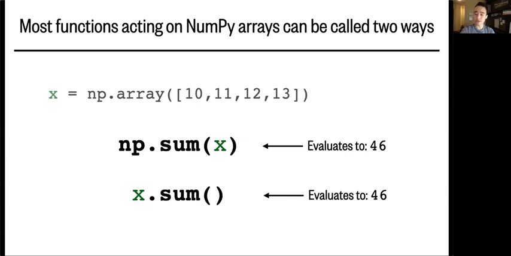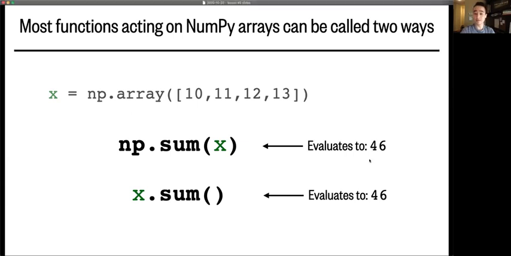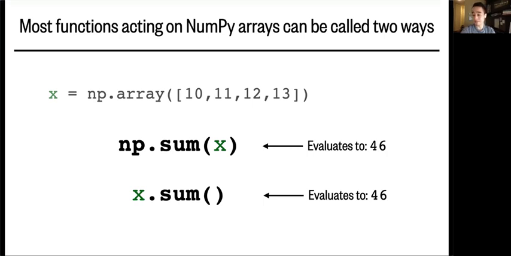For example, the sum function calculates the sum of all the values in an array, and you can put that array as an argument in the parentheses. So here, np.sum of x gives you 46 as the result. Or you can call the sum function on the array. So here, x.sum also gives you 46. These both work, and you can feel free to use either syntax in this course.